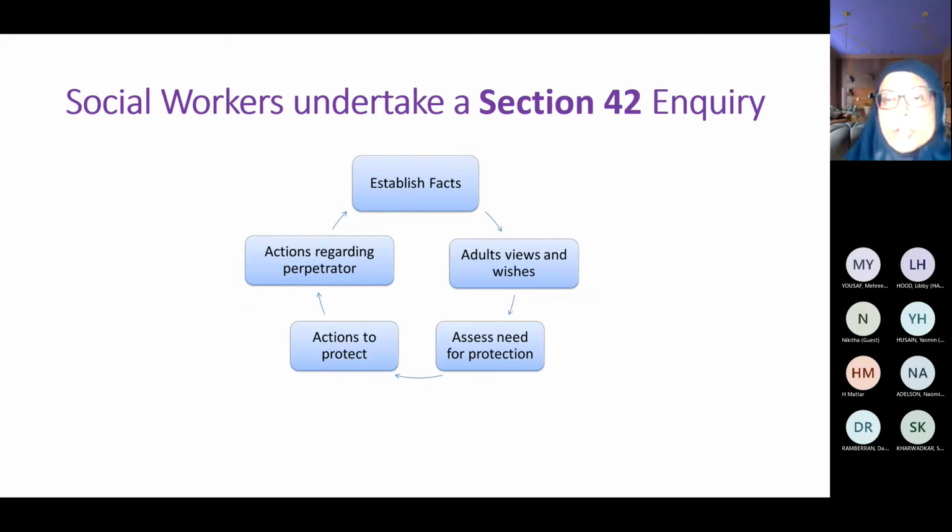And if they do take it up, they open what's called a Section 42 inquiry. They will establish the facts. They will speak to the adult if the adult is capable of speaking to them to ascertain their views and wishes. If not, they'll talk to their nearest and dearest, and they'll come to us as well for information. They'll assess the need for protection. They'll take the actions needed to protect the patient and any actions they need to do regarding the perpetrator as well.